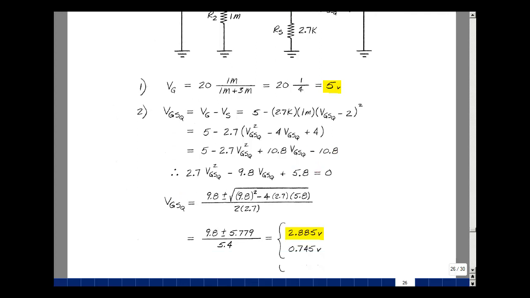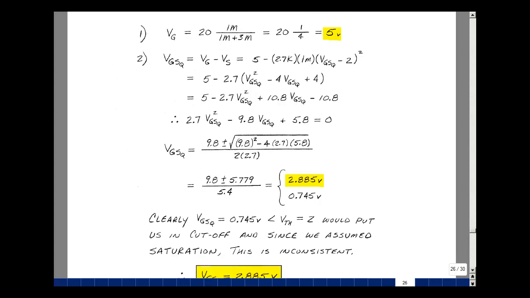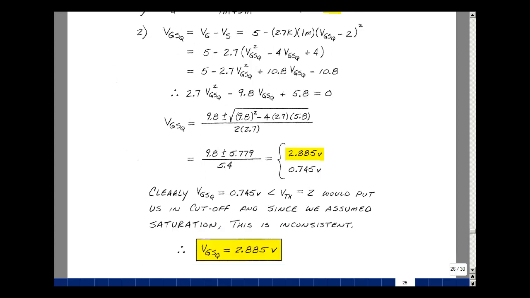And use the quadratic formula to find the roots of this equation. Since this has a unique answer, one of these has to be inconsistent. I take this equation where I've got a times x squared plus bx plus c, and then the value of x is equal to minus b plus or minus the square root of b squared minus 4 times a times c, divided by 2 times a. This gives me 9.8 plus or minus 5.779 divided by 5.4. When I add the two quantities, I get 2.885, and when I subtract them, 0.745.